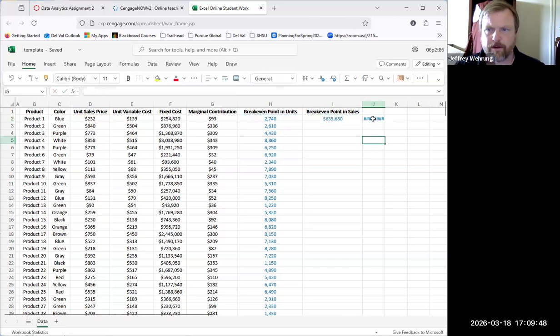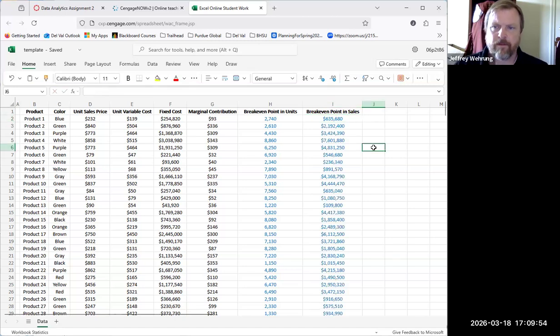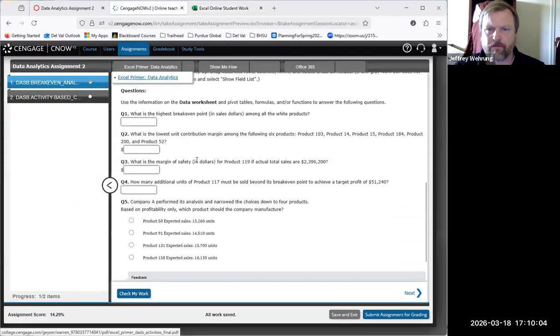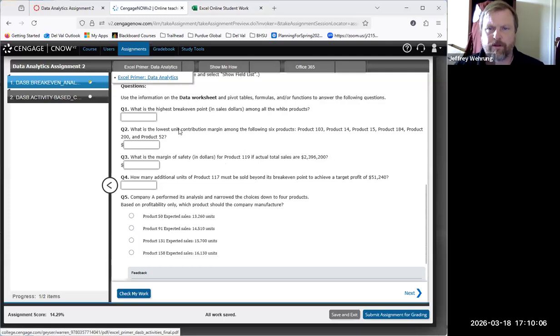Oops. What happened there? I'm going to copy it down. Okay, so this tells us we have a number of units we have to sell to break even, and what that equals in revenue to break even for each product. Cool. Now we create our pivot table, and we want to figure out with our pivot table the highest break-even point among all the white products.